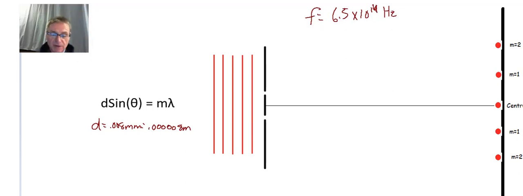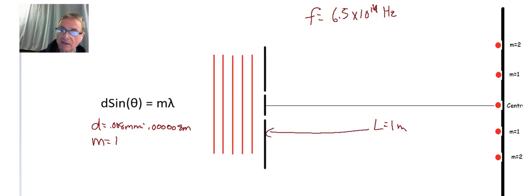If the first order fringe, so m equals 1, has a dot showing on a screen that is 1 meter from the grating, so L here equals 1 meter. That's our length from the diffraction grating out to the screen. How far from the central maximum is the dot? So we want to know this distance right here. We'll call this h.